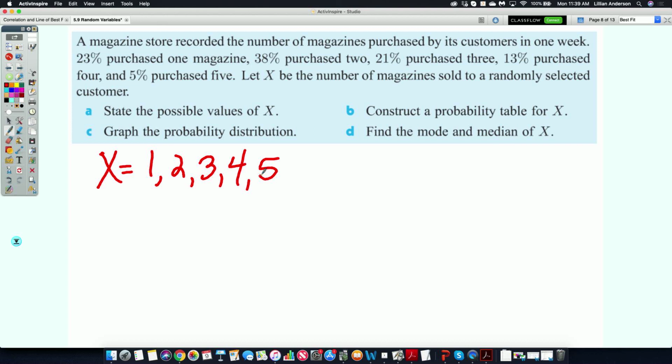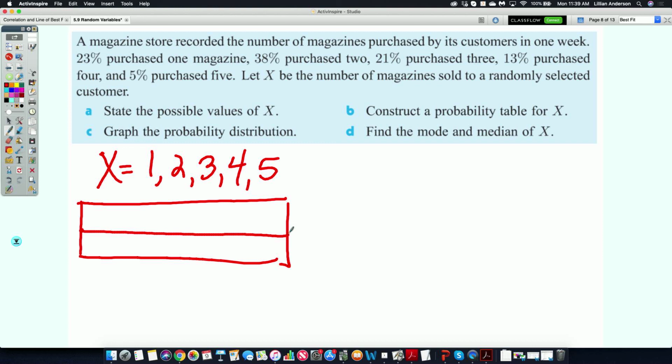Our probability table, how many rows does it have? Rows go across. 2. They have 2. How many columns will it have? Actually needs to have 6, because you need to have that 1 that represents X, and then the probability of big X equals little x. Okay? Remember, big X describes the random variable. The P represents their respective probabilities, and lowercase x represents your different situations.